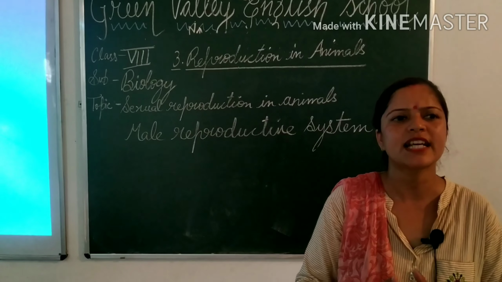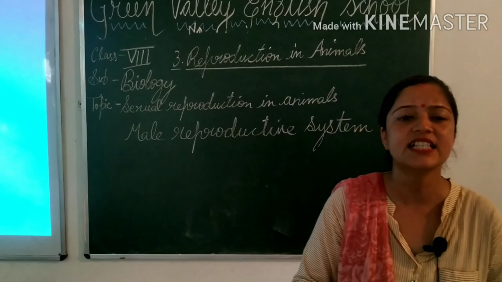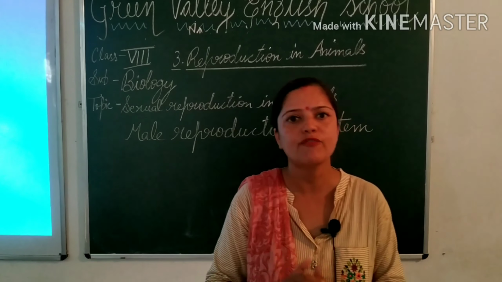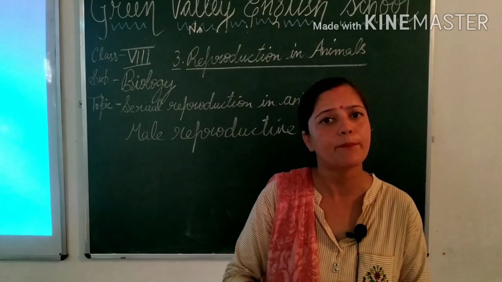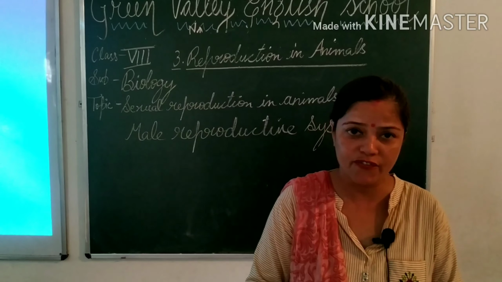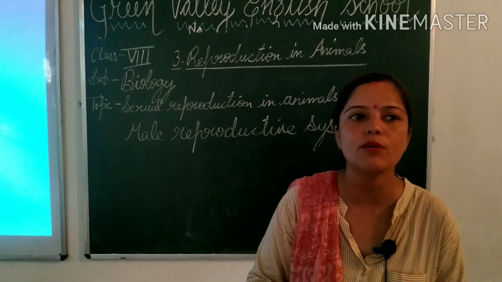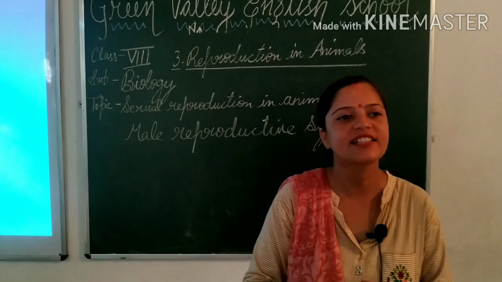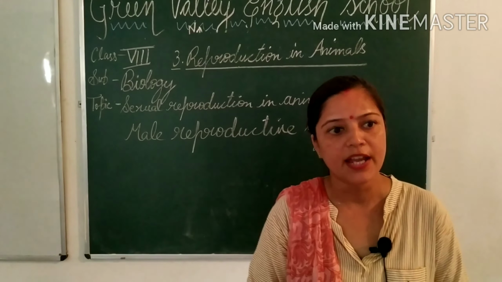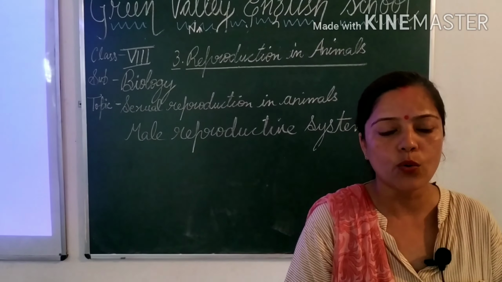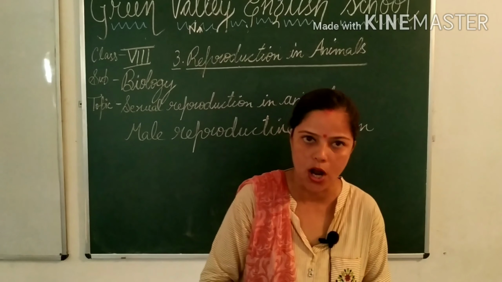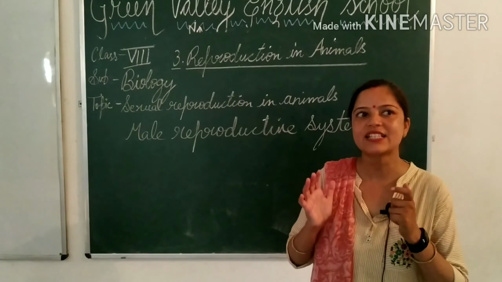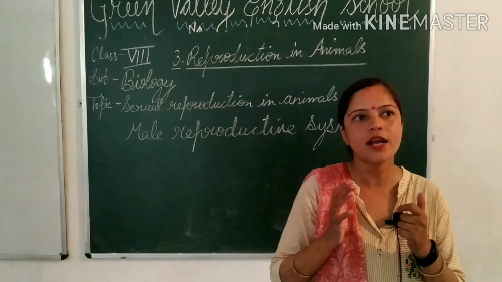The sperms and secretions of the accessory glands form a milky fluid that is called semen. Approximately 2.5 to 4.0 milliliters of semen is discharged at one time. It contains around 300 to 400 million sperms. Now, this was all about the male reproductive system in humans.